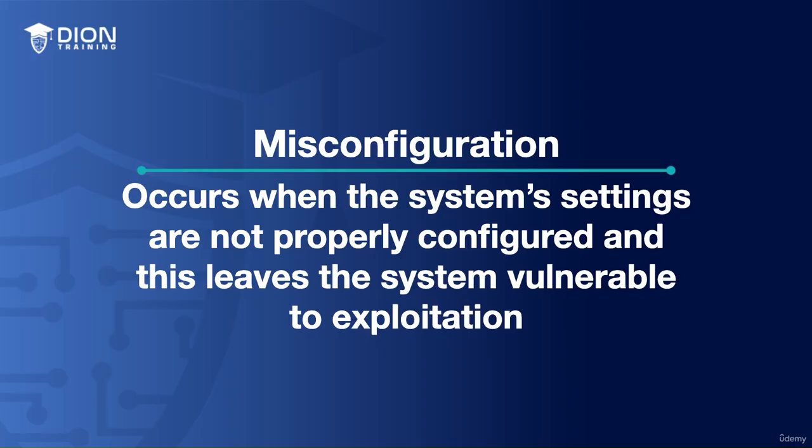Third, we have misconfigurations. Now, misconfigurations in an operating system are going to occur when the system settings are not properly configured, and this leaves your system vulnerable to exploitation. These misconfigurations could be due to default settings that are not being changed, unnecessary services being left enabled, or security features being accidentally turned off.